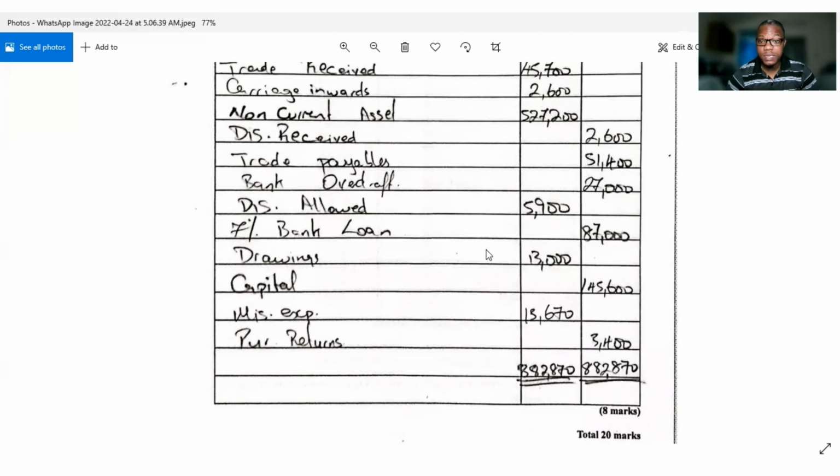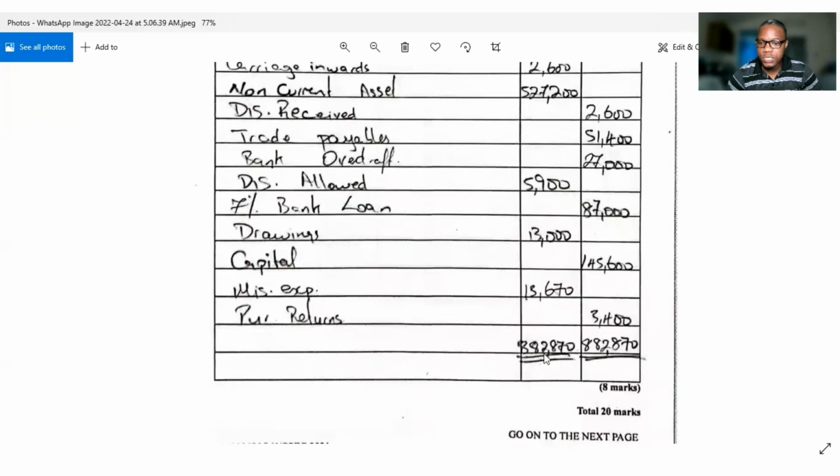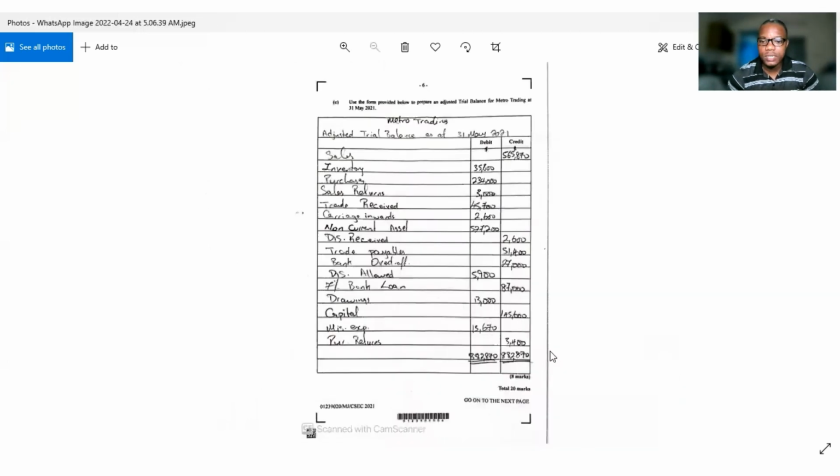Drawings, debit balance. Capital, obviously, credit balance. Miscellaneous expenses, expense, debit balance. Purchases returns, which is returns outwards, where you send goods back, normally carries a credit balance. So you put in everything following the principles, and you add up both sides, and both sides are supposed to be equal. 882,870, and that's easy 8 marks.